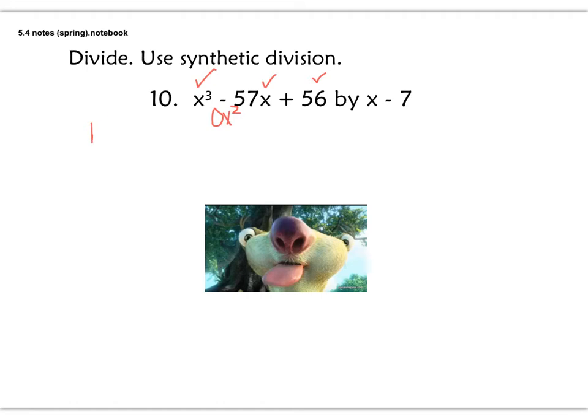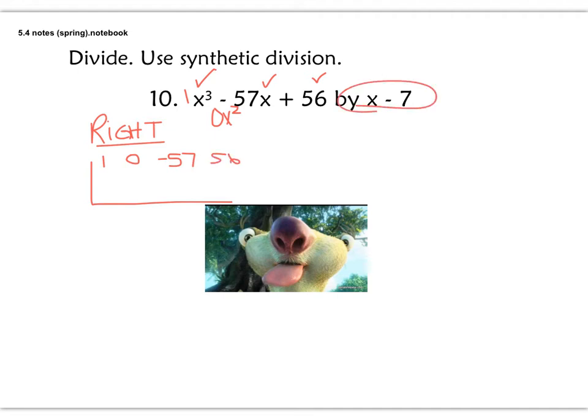All right, so the right way to do it. Here we go. Setting this up, we would have a 1 for the x cubed, a 0 for the x squared, negative 57 for the x to the first, and a 56 for my constant. Okay, that was dividing by x minus 7. That means x equals 7. So that is what we are dividing by.